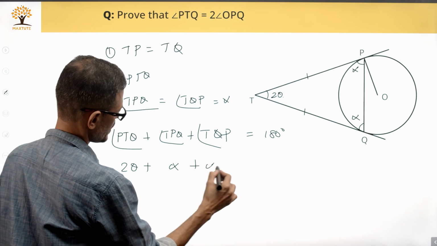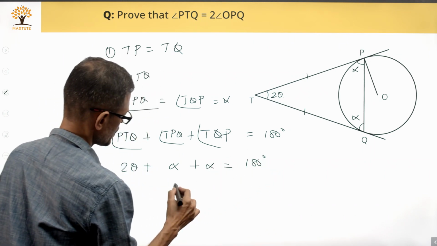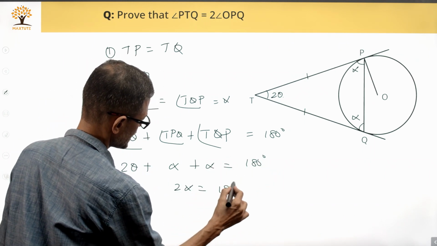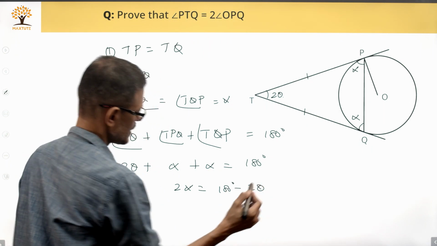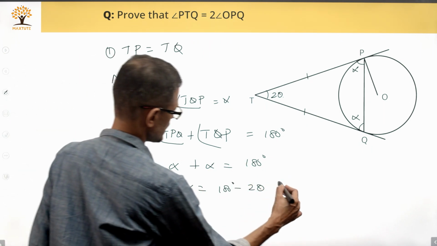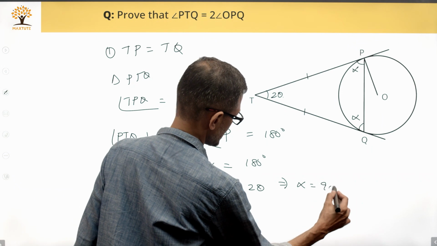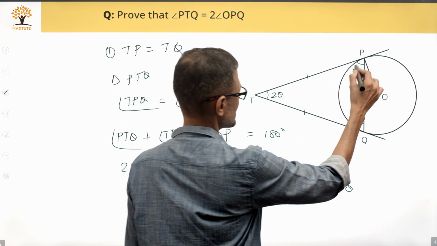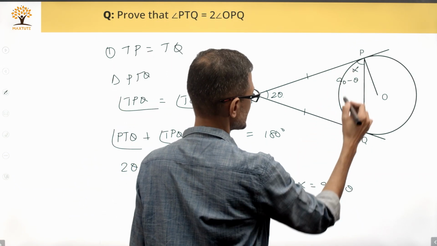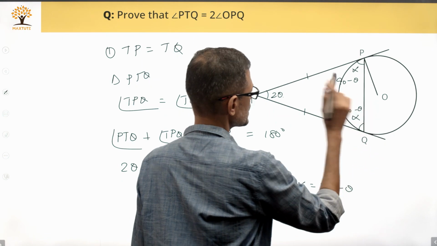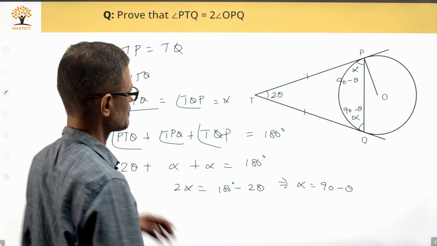So 2 theta plus alpha plus alpha is equal to 180 degrees. 2 alpha is equal to 180 degrees minus 2 theta. Divide the entire equation by 2. So it will leave us with alpha is equal to 90 minus theta. So henceforth we will not write it as alpha, we will just replace it with 90 minus theta. That's what we have. Both these angles are 90 minus theta.